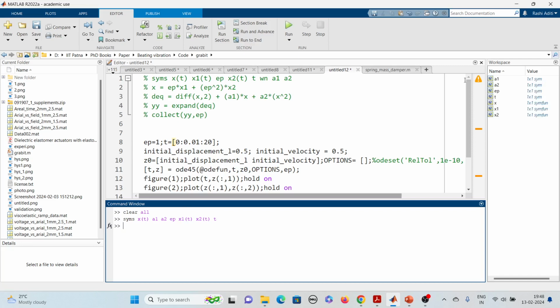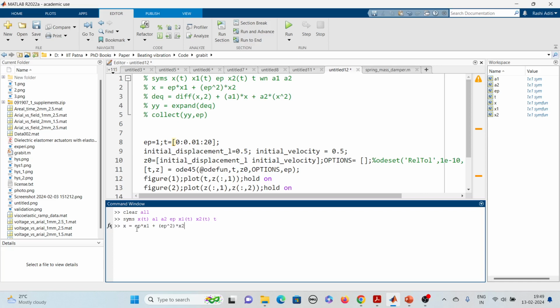Okay, so you can see here in the workspace, I've got my symbolic variables. Now what do I have to do? I'll write x, okay, which is my solution. And how am I going to write x? Obviously, I'm going to write x in an expanded manner by the use of the bookkeeping parameter. So I'll write x like ep into x1, and then I have plus, then I'll have ep square into x2. For now, I'm considering only up to second order.